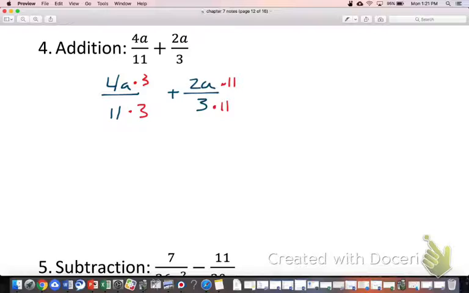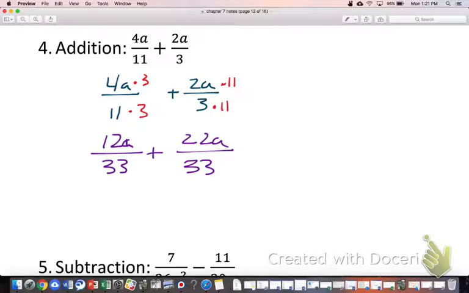So here's how this would look when I multiply 4a times 3. What would 4a times 3 end up being? 12a. Still over 33. And what about the other one? 22a. That's right. Still over 33. Now let's remember, when you add fractions, you add the denominators? No, you can't. They stay the same, right? So this is going to end up being something over 33.